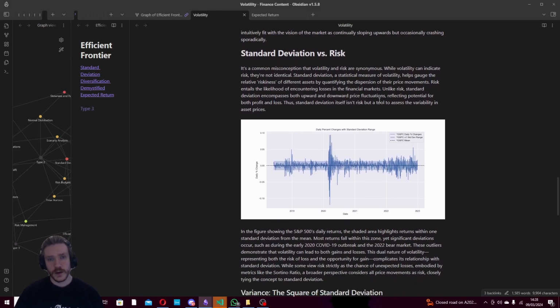So, standard deviation and risk. Now that we kind of know what standard deviation is and what it means in the context of price movements, how does this relate to risk? I said at the beginning, there's a common misinterpretation that volatility and risk are the same thing. They're not. Volatility can indicate risk, but they aren't the same. Standard deviation, as we've seen, is a statistical measure of volatility, or the spread of price movements, right? That helps us gauge the relative riskiness of different assets.